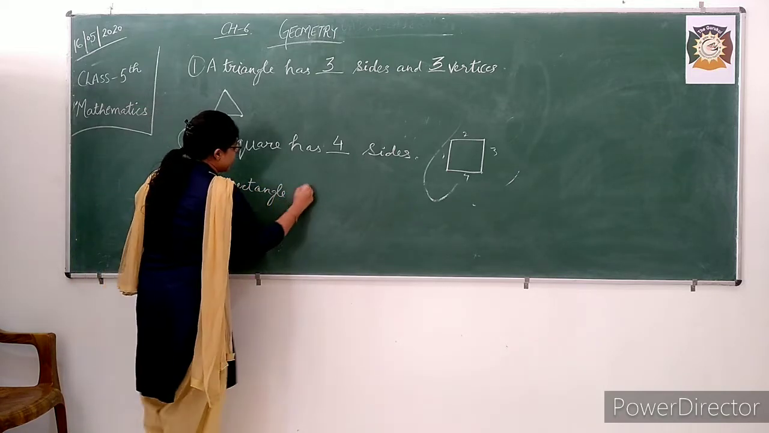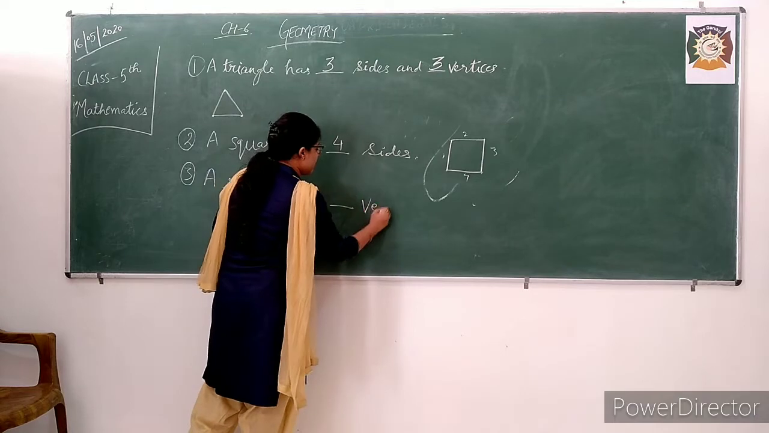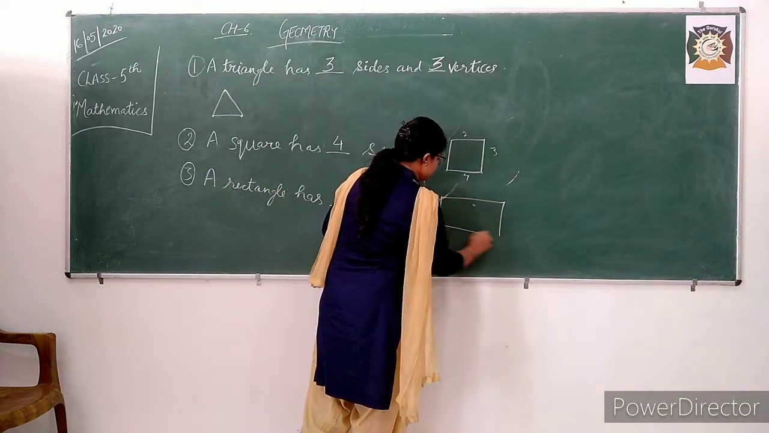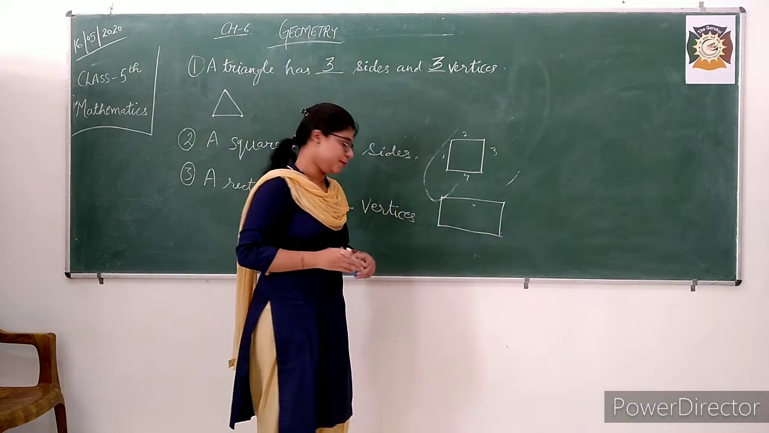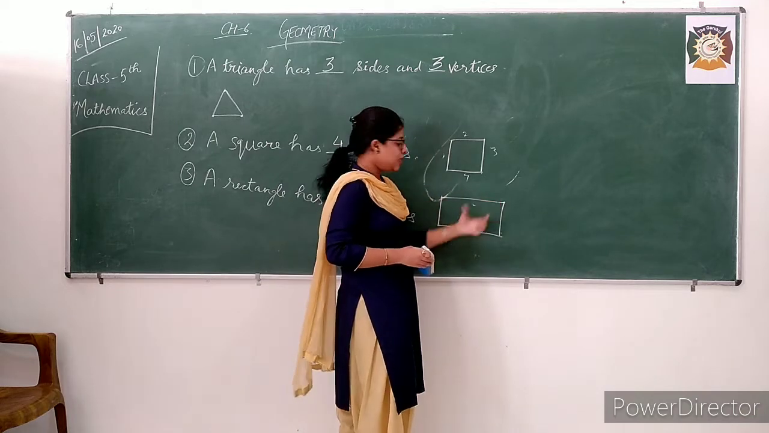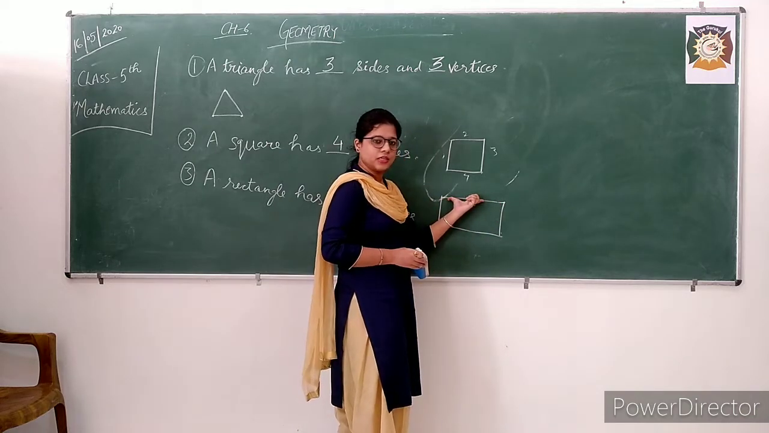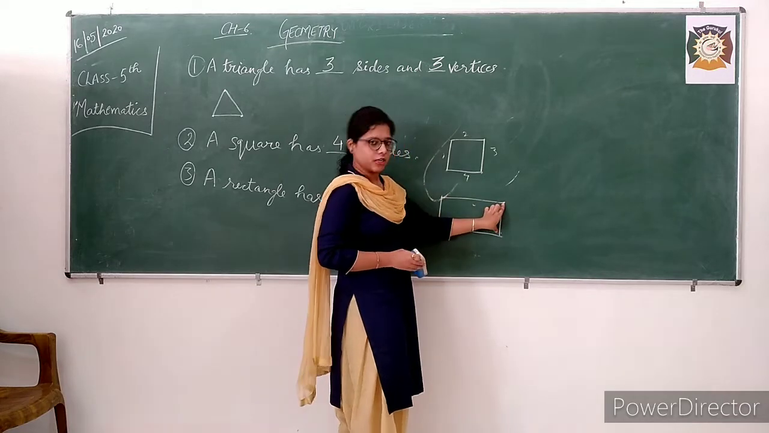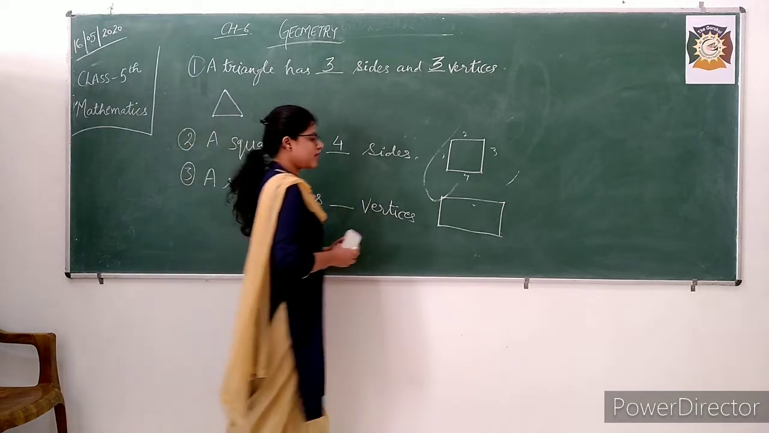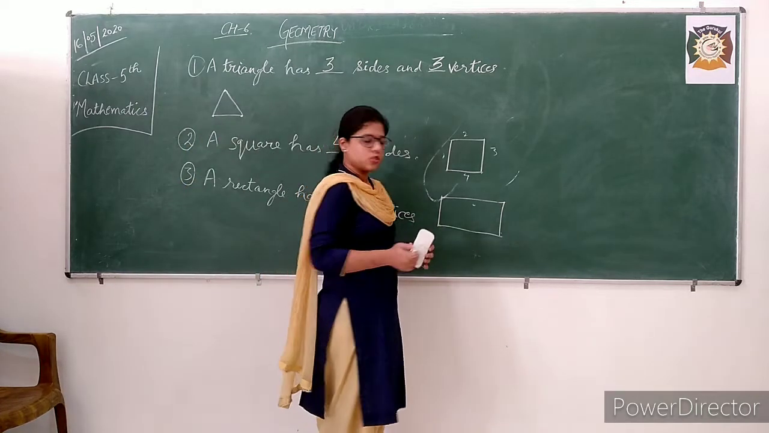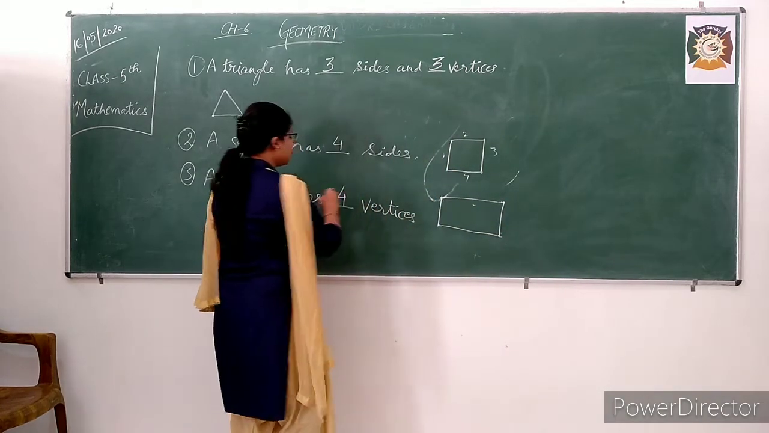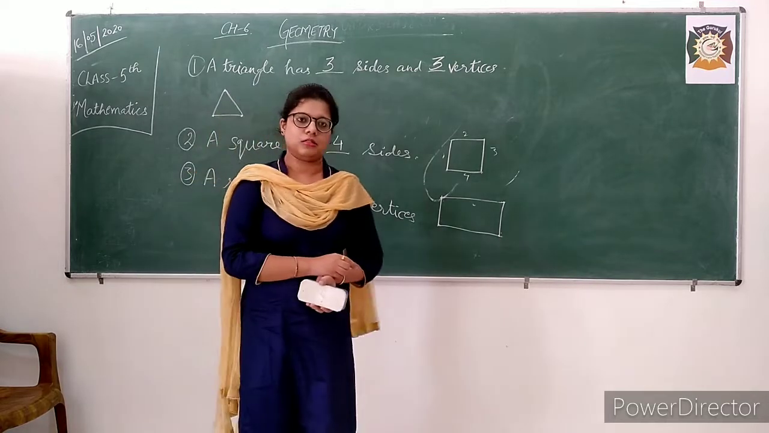Next is, a rectangle has dash vertices. Now let us draw a rectangle. A rectangle is again a four-sided figure in which 2 are lengths and 2 are breadths. These two sides are equal to one another and these two sides are equal to one another. Okay? Now the question is, a rectangle has how many vertices? By vertices you mean corners. So 1, 2, 3, 4 corners. Therefore 4 vertices is your answer.